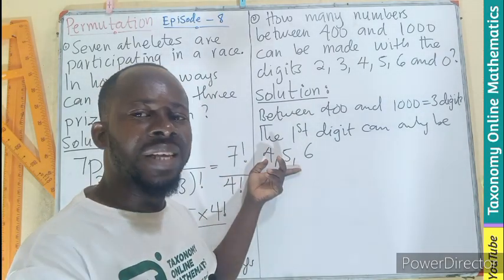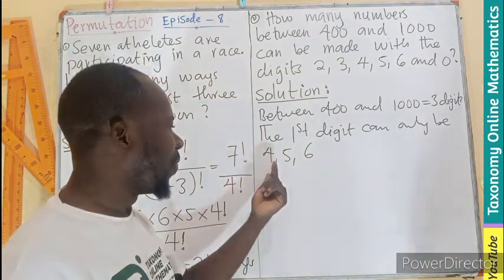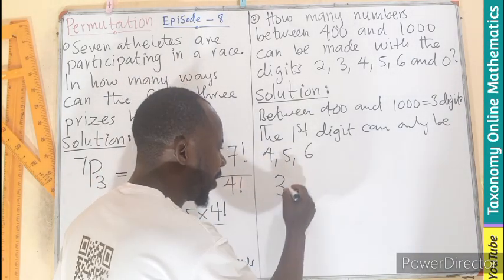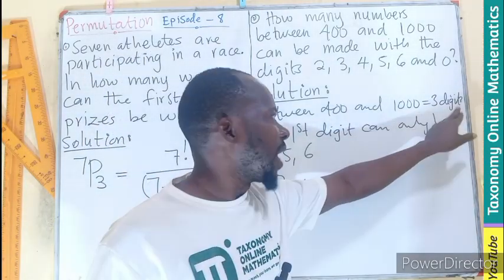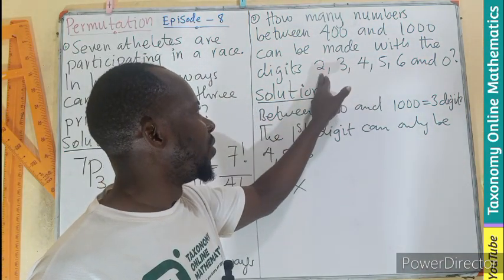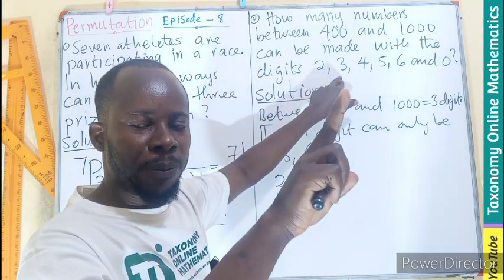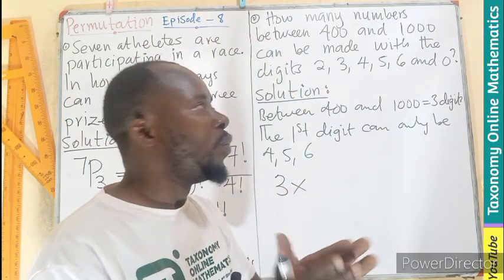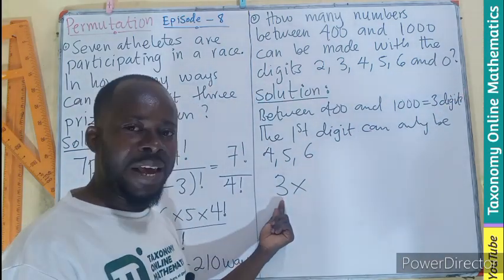So the position of the first digit is secured. How many ways can that be arranged? That could be arranged in 1, 2, 3, so 3 ways. And those 3 ways will multiply the remaining 2 positions. There are 3 digits. I've taken the first digit, so I'm left with 2. Imagine the number is 423. I've taken 4, so I'll be left with 2 and 3. So I'm left with 2 digits to be selected. From how many different digits do we have? We have 1, 2, 3, 4, 5, 6. 6 digits. But one of them has already been selected.